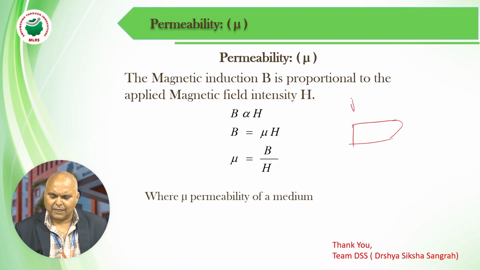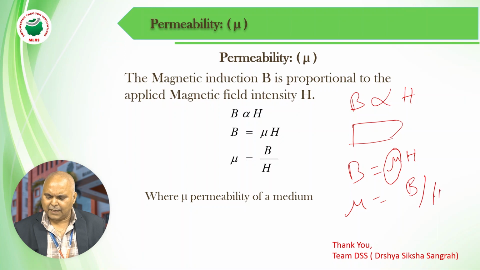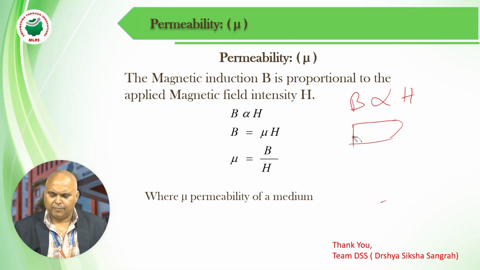So the magnetic induction is directly proportional to the magnetic field. If the field is more, the magnetic induction will be more. The proportionality constant between B and H is called mu, the permeability of the material. So permeability is equal to B by H, where B is the magnetic field induction for the applied magnetic field H. If any material is magnetic, it should have a permeability. That's the definition of permeability.